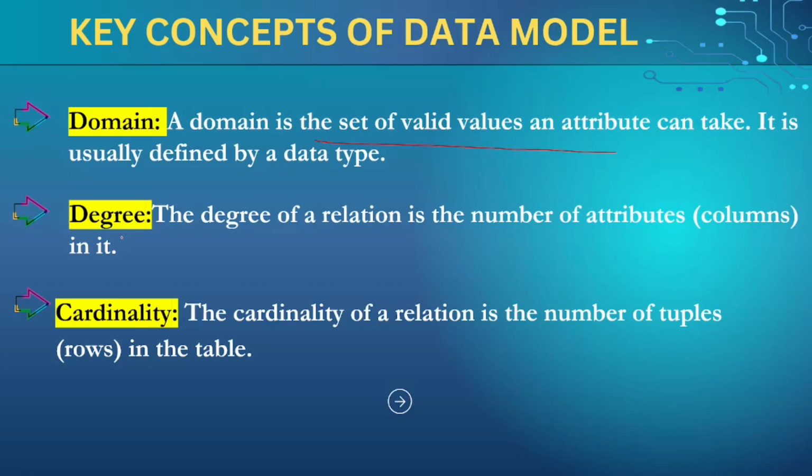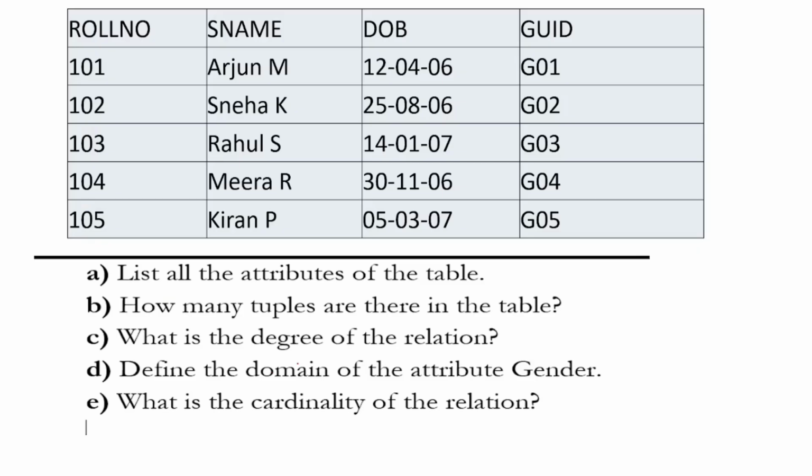Next is a degree. Degree is nothing but the degree of a relation, you see, the number of attributes in a table. If you want to find out how many columns are there, that is nothing but degree. Next one is cardinality. Cardinality is nothing but the number of rows in a table. Okay. Now, based on this concept, there are a few questions I am going to ask you.